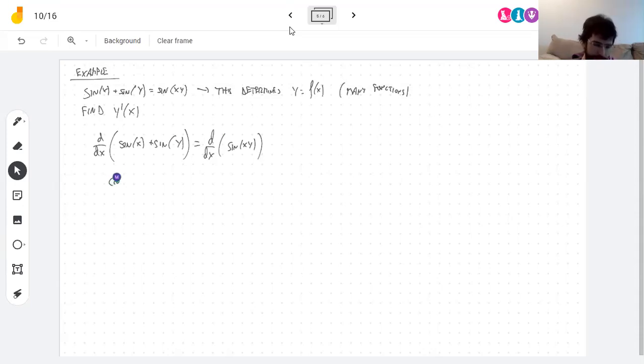So the derivative of sine of x is cosine, and the derivative of sine of y, so y is a function, so this is saying the derivative of sine of g of x. This is going to be the derivative of the outside applied to the inside times the derivative of the inside. But g is y, so this is cosine of y times the derivative of y. And now, this side is more complicated. So what do I need to use?